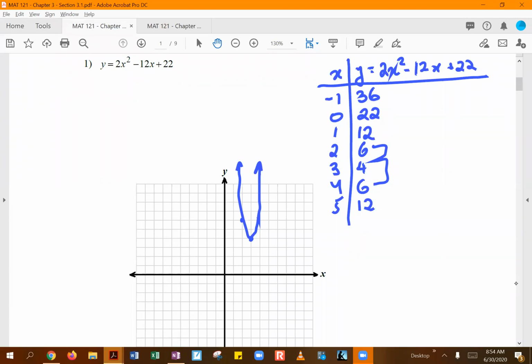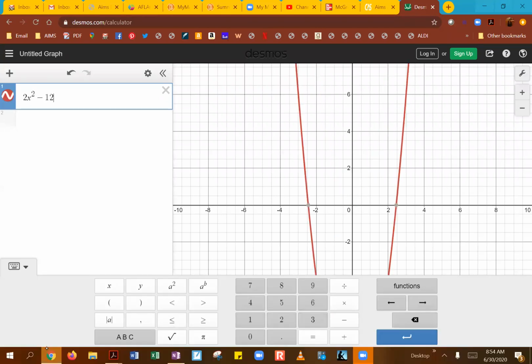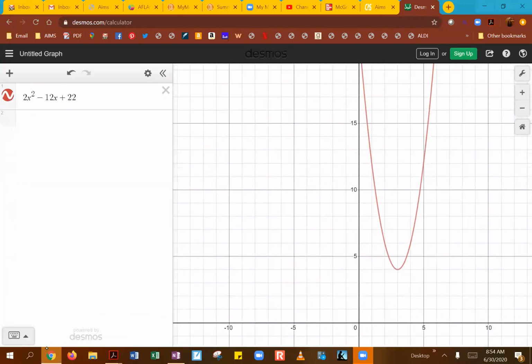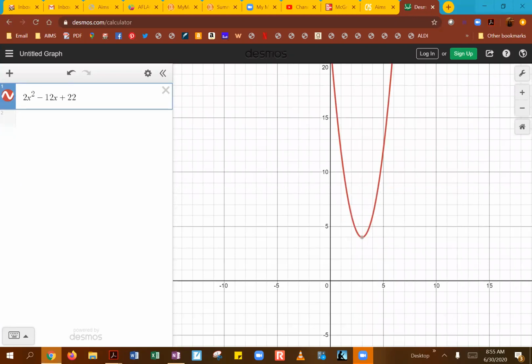Now, I just wanted to show you what this would look like if we try and graph both the standard form and the transformation form. Let's go to our Desmos over here. So we've got 2x squared minus 12x plus 22. And you should be able to see that it crosses our y-axis at 0, 22, which is our y-intercept. The lowest point on our graph is right here at 3, 4, which is, again, your graph moving 3 units right and 4 units up.